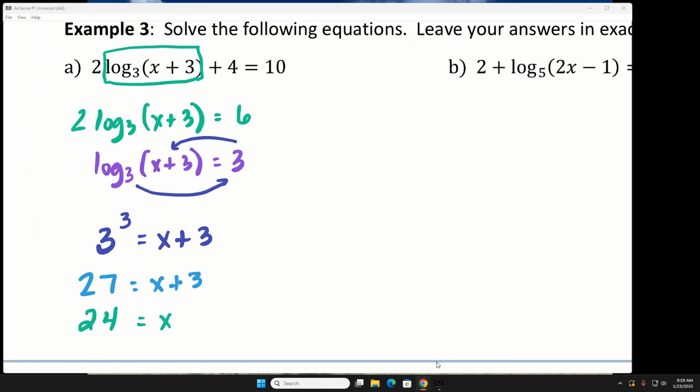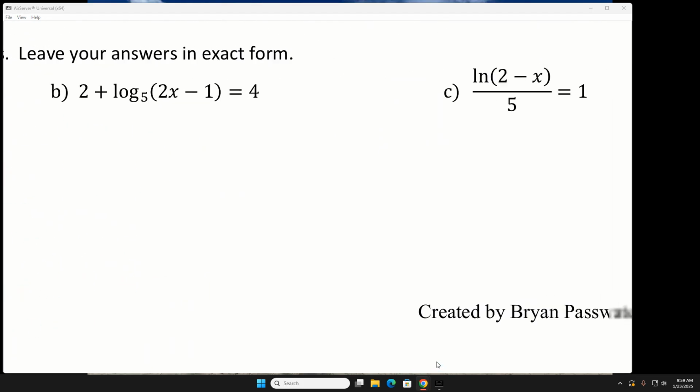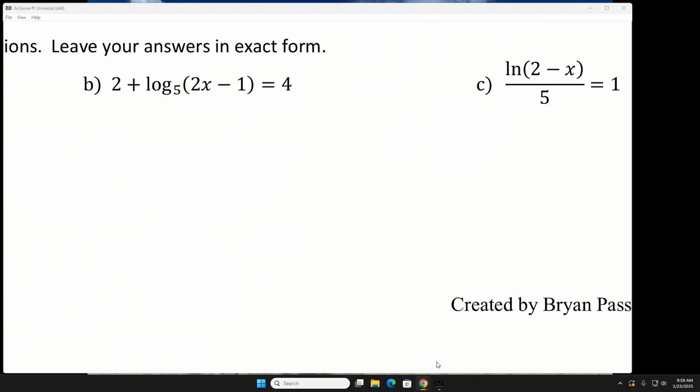And that is something we are going to do in tomorrow's lesson. We have to check our answers on all the logarithmic equations. On these simpler ones, we actually don't really have to worry about that. Okay, so let's look at B.